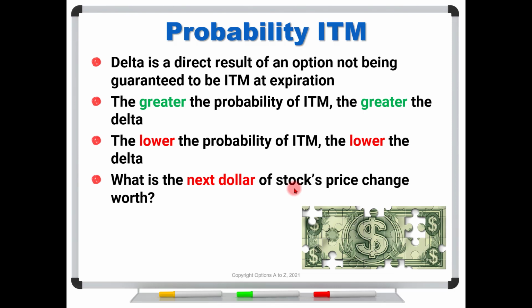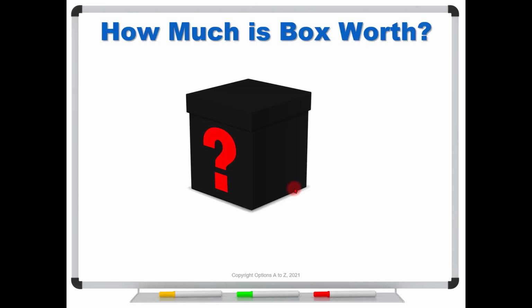So when we're talking about delta, what we're really saying is what is the next dollar of the stock's price change worth? Now that's a different question from saying what is the option worth. But once we know the value of this option, let's say that we just paid $5 for it. What delta is telling us is that if the stock moves up $1 right now, how much is that going to increase this option? Or if the stock drops $1 right now, how much is it going to decrease the value of this option? Well, once again, it shouldn't be dollar for dollar like it is for the stock, because we're not entirely sure that this option is going to be in or out of the money at expiration.